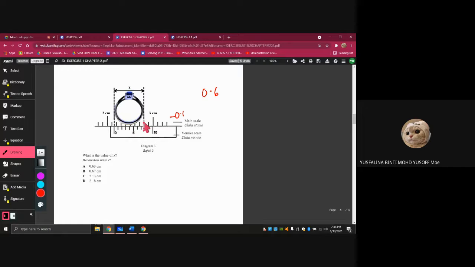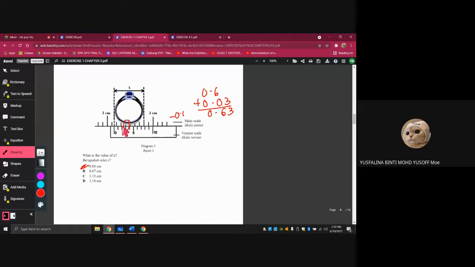After that, you read the vernier scale. How do you read the vernier scale for the vernier calipers? You have to find the one line that forms a straight line with the main scale. If you can see, it's here. You see, it forms a straight line. This one, no. This one also no. So this is the one line that forms a straight line from the vernier scale to the main scale here. So you read the below part at the vernier scale: 1, 2, 3, so plus 0.03. So you will get 0.63.